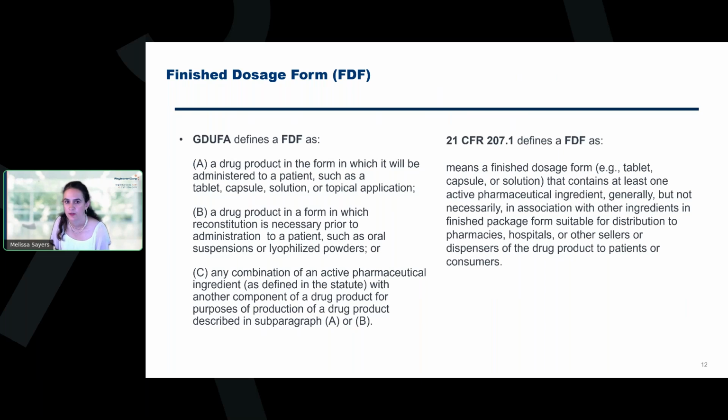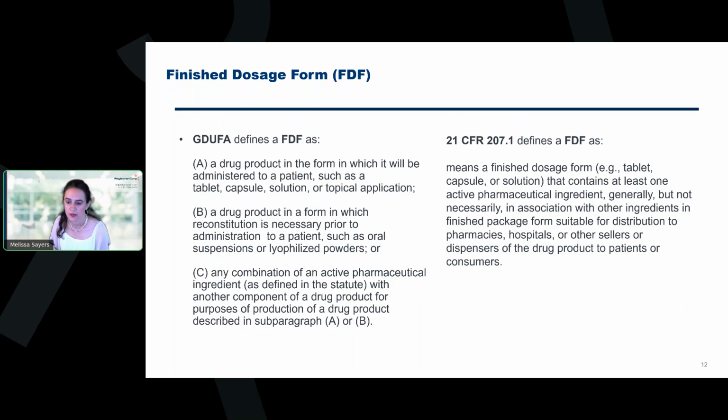The regulatory definition in 21 CFR section 207.1 is slightly broader. It states that a finished dosage form is any tablet, capsule, or solution containing at least one active pharmaceutical ingredient, generally in association with other ingredients, and packaged in a form suitable for distribution to pharmacies, hospitals, or other sellers or dispensers.